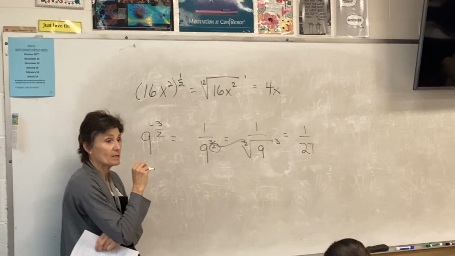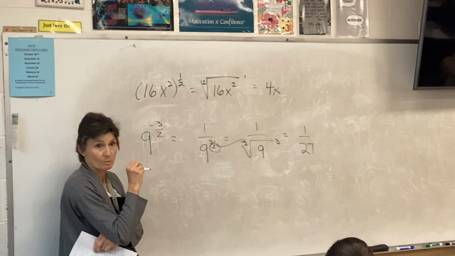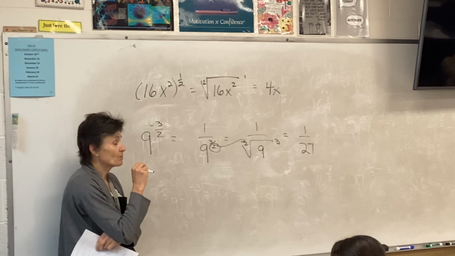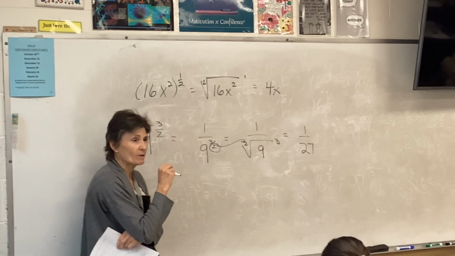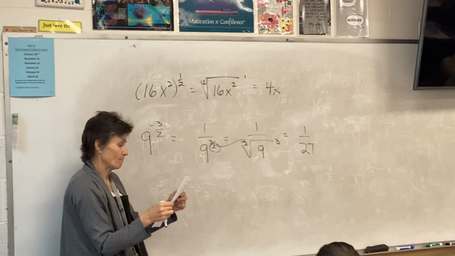Cubed. When we say 3 cubed, we mean 3 times 3 times 3. Right? You don't necessarily have to have that memorized, although you probably should, but you can figure it out. 3 times 3 times 3.